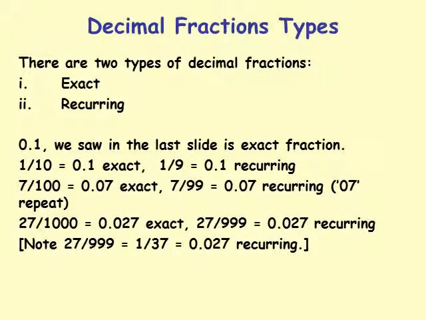Continue. 27 over 1000 is 0.027, exact. If you do 27 divided by 999, three nines, it's 0.027 recurring: three nines and three digits, and the rest recurring. Let's continue here. Note that 27 over 999 is 1 over 37. That means 1 over 37 is 0.027 recurring.